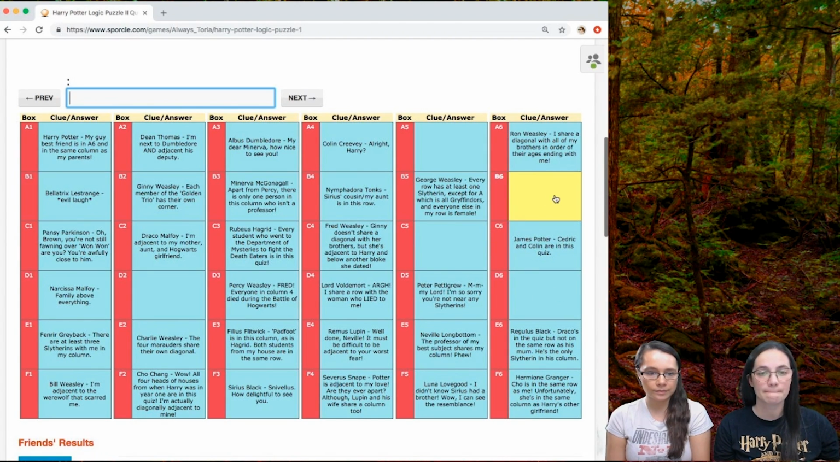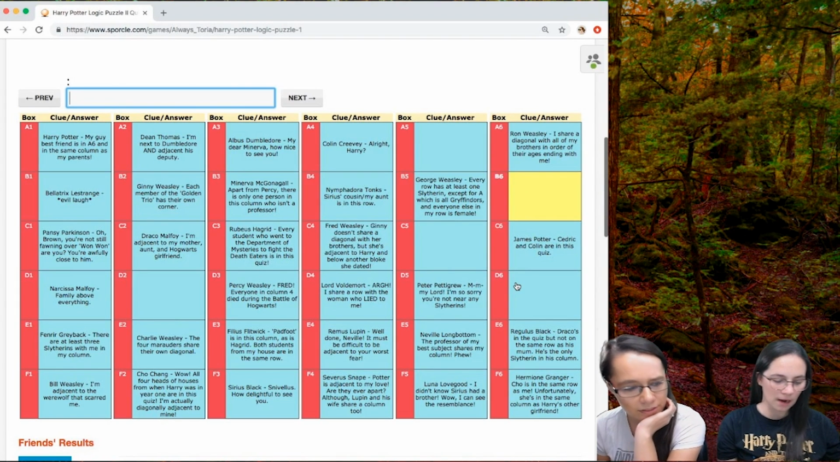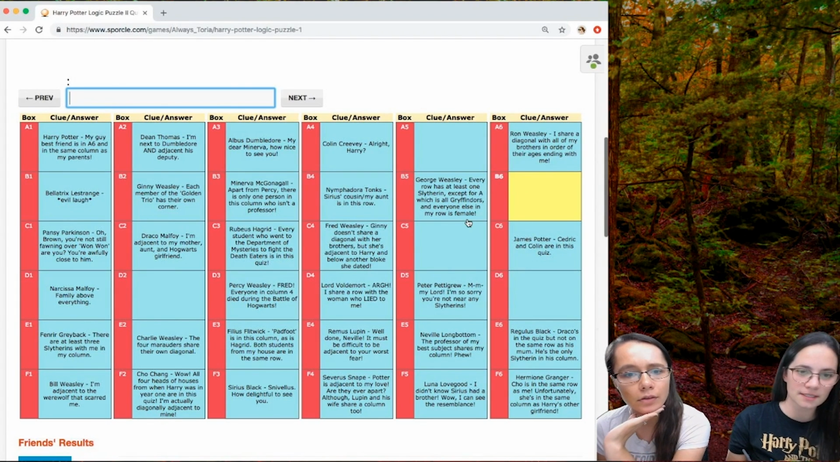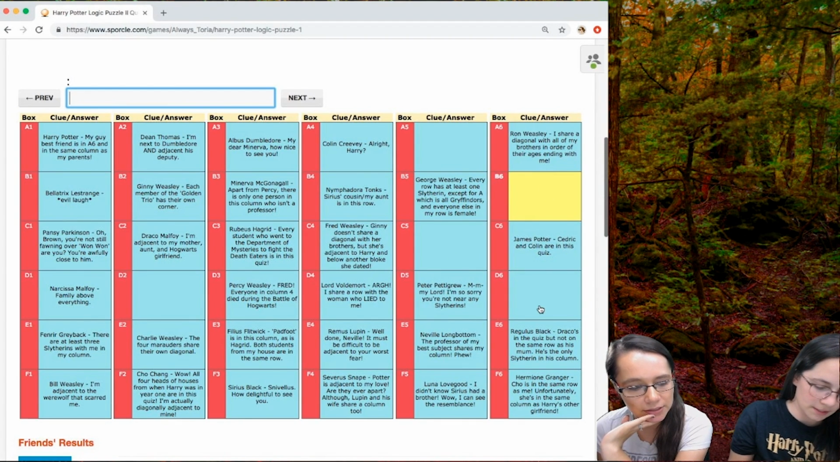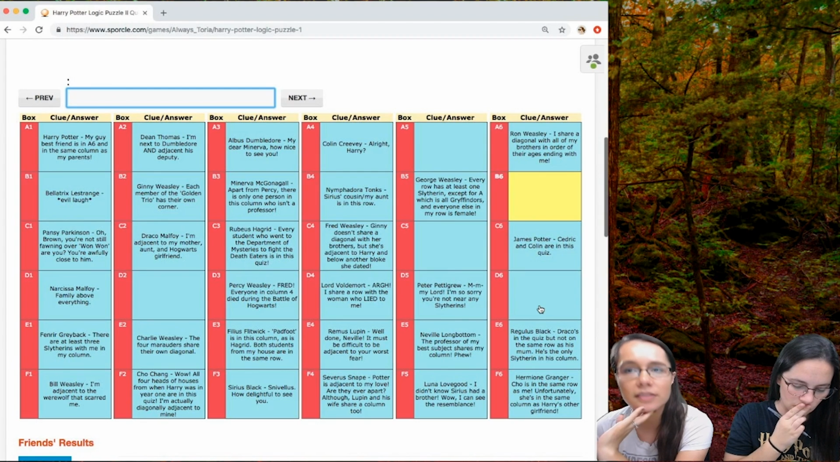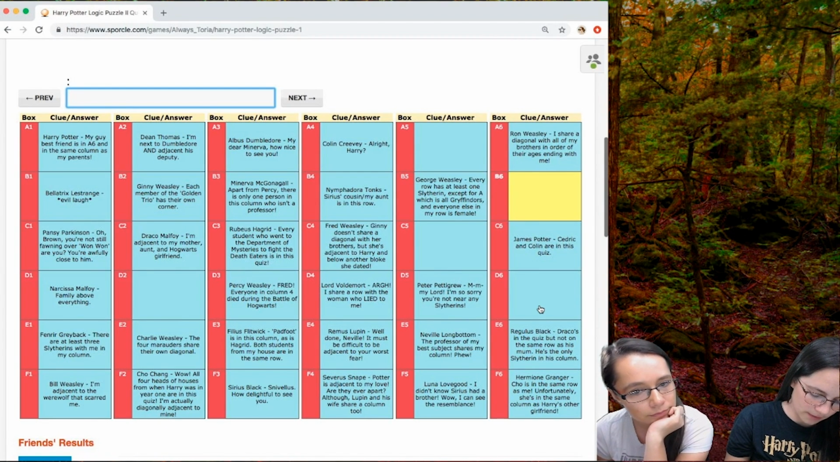And who do we still have to place? Sprout, and she's in A5 or C5. We need Lily, who's in B6 or D6. Cedric is in here somewhere. You're right. Okay, so Cedric C3, did we get that? Yeah, we did. C3.